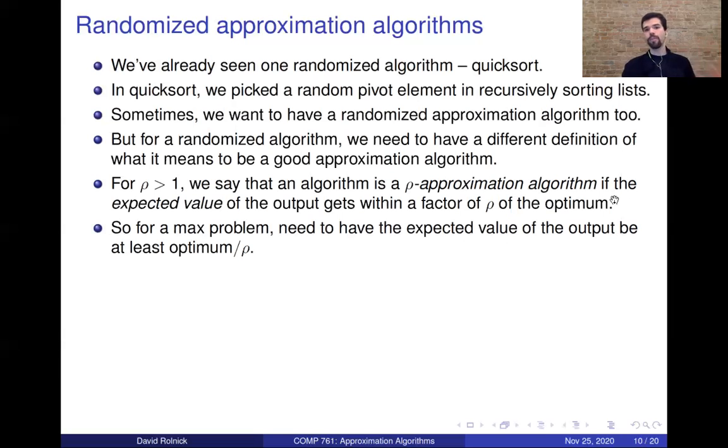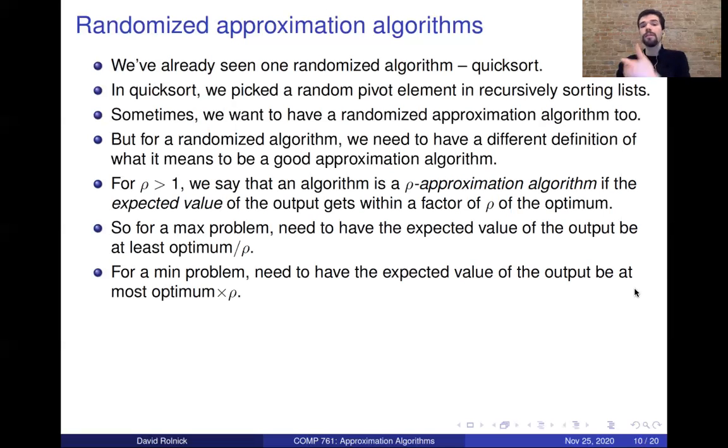So again, for a max problem, you would need to have the expected value of the output be at least the optimum divided by rho. For a min problem, you would need to have the expected value of the output be at most the optimum times rho. And again, that's just sort of intuitive. If you're within a factor of 10, that means if you're trying to have a max problem, then you need to be at least a factor of 10 below the optimum. And if you have a min problem, then you're always going to be above the min. So you have to be at most a factor of 10 above the optimum.